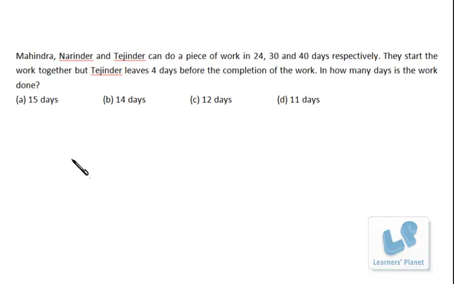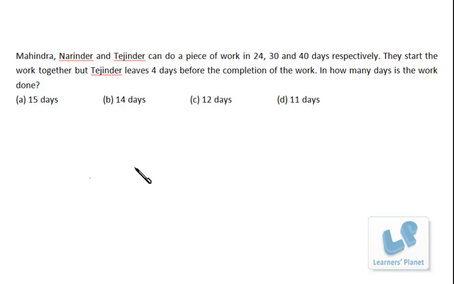Now here comes an interesting problem, a bit twisted. Mahendra, Narendra and Tejinder can do a piece of work in 24, 30 and 40 days respectively. They start the work together, but Tejinder leaves 4 days before the completion of the work. In how many days is the work done? The problem is a bit twisted, but then also it's quite easy. Let's try. Now Tejinder is leaving 4 days before the completion of the work. Now how would we start the problem? For last 4 days, these two guys, Mahinder and Narinder, both of them are working only.